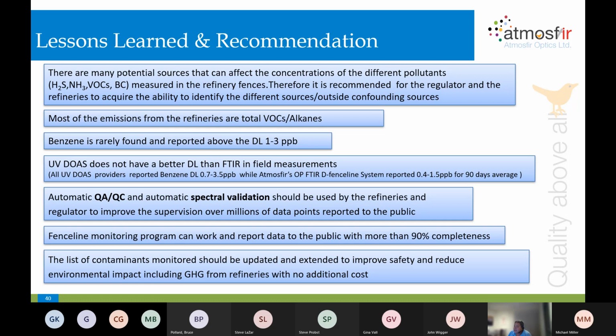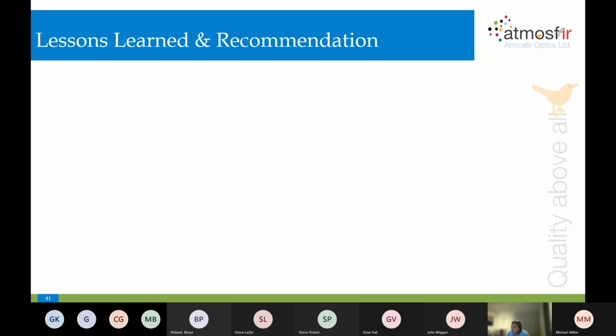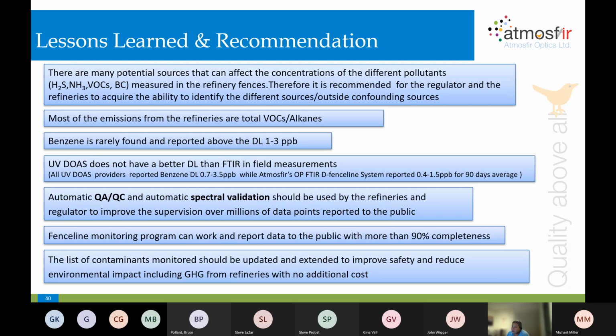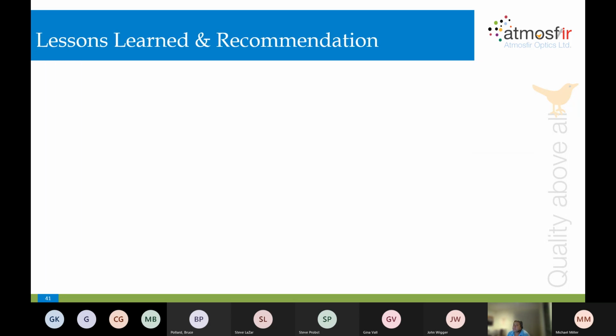And I think the list can be extended. FTIR technology at least can measure a lot of other gases, actually almost all the gases, including the greenhouse gases. And by doing that, we will improve the safety and our knowledge about the emissions. And it will not be an additional cost. The systems are already there.